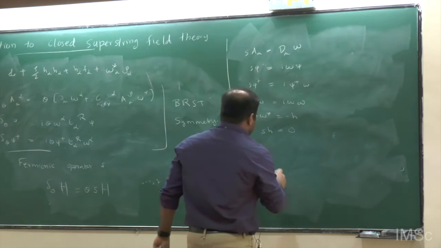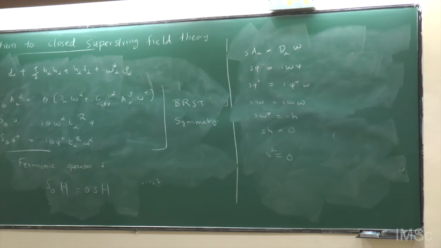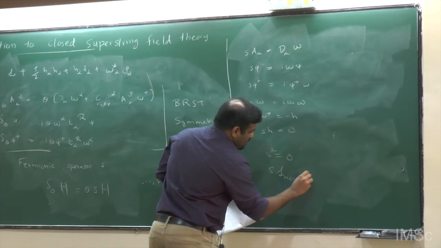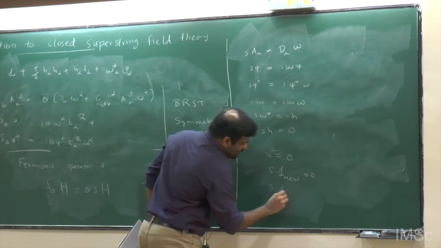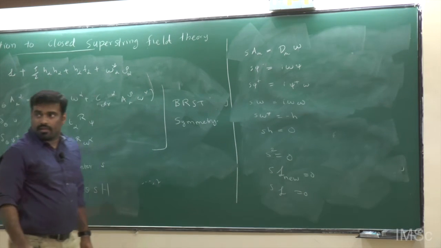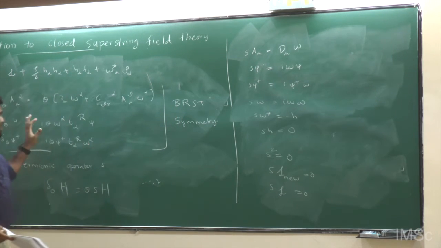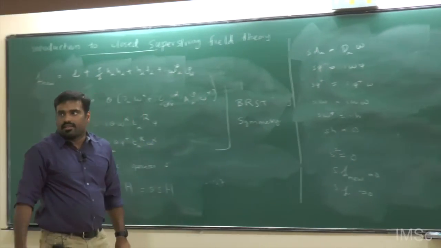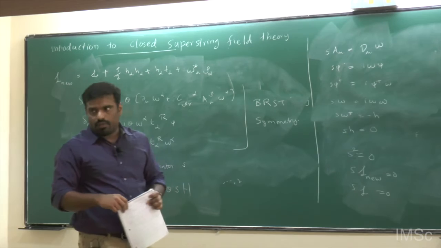It's not very hard to check that S is a nilpotent operator, S squared equals 0. It's again easy to check that S acting on the new Lagrangian is 0. Even S acting on the old Lagrangian is again equal to 0. The reason is that the classical Lagrangian is gauge invariant, and the BRST transformation can be thought of as a gauge transformation. So the classical Lagrangian automatically satisfies the BRST symmetry. It is global because theta is constant.